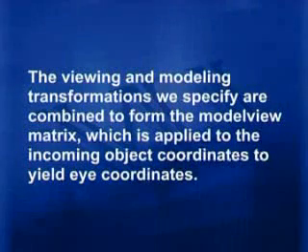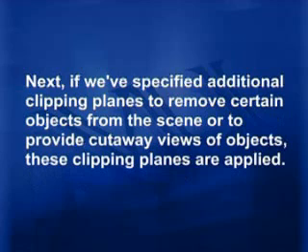The viewing and modeling transformations we specify are combined to form the model view matrix, which is applied to the incoming object coordinates to yield eye coordinates. Next, if we have specified additional clipping planes to remove certain objects from the scene or to provide cutaway views of objects, these clipping planes are applied.